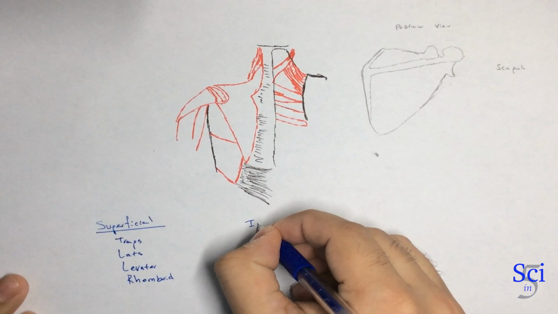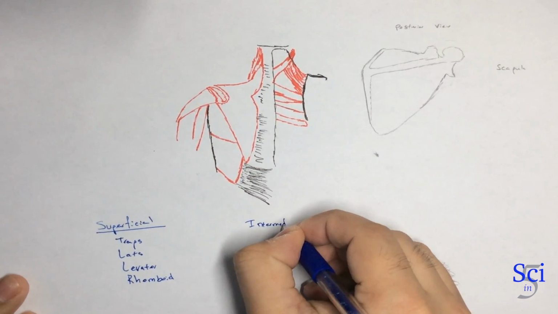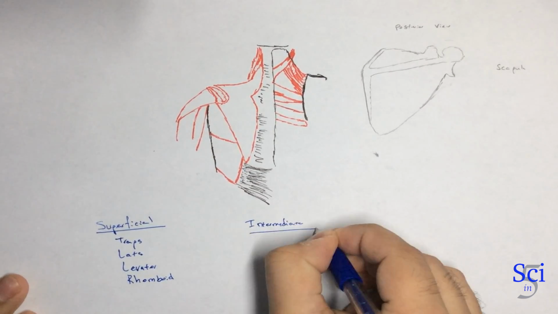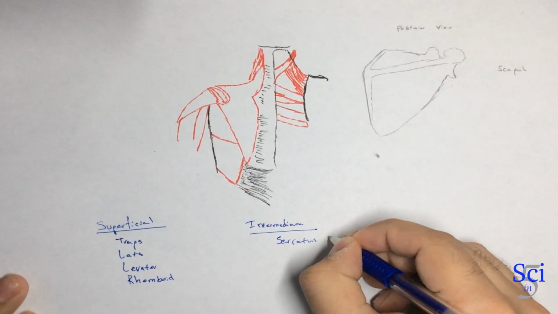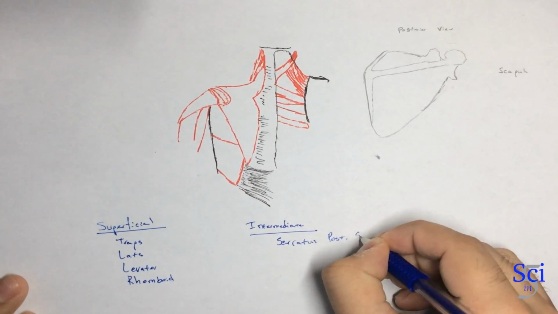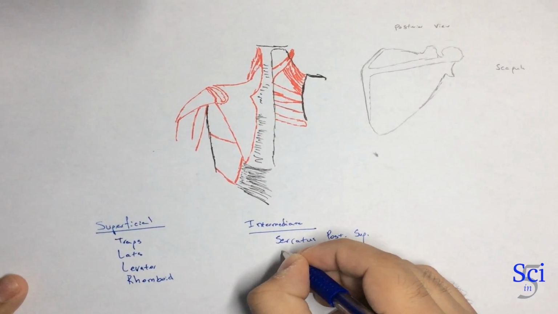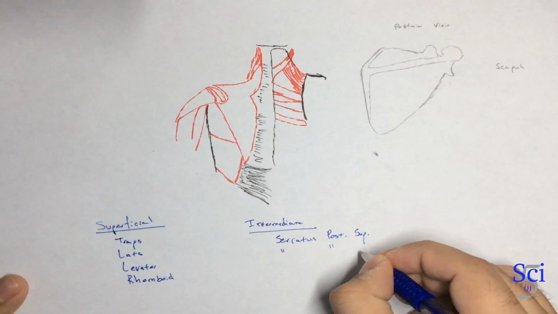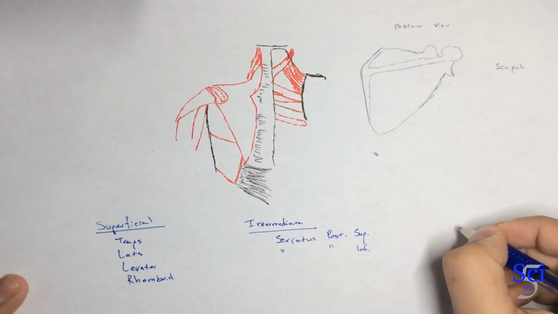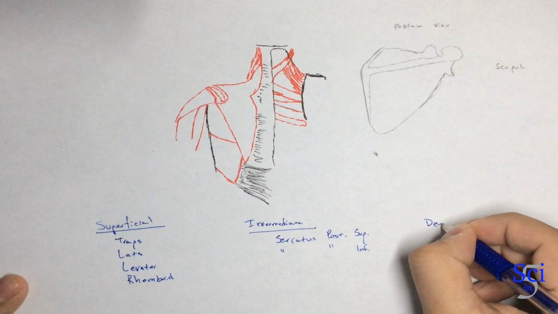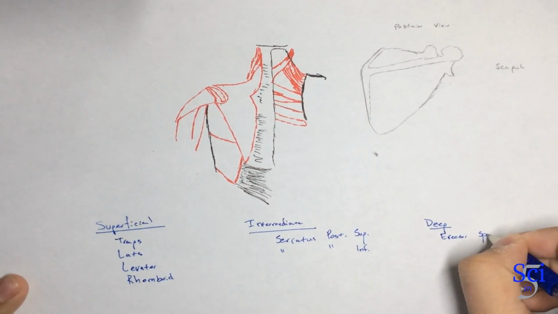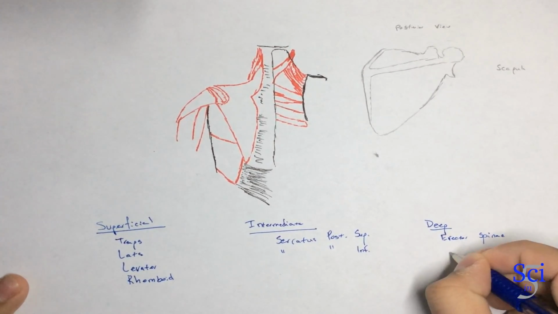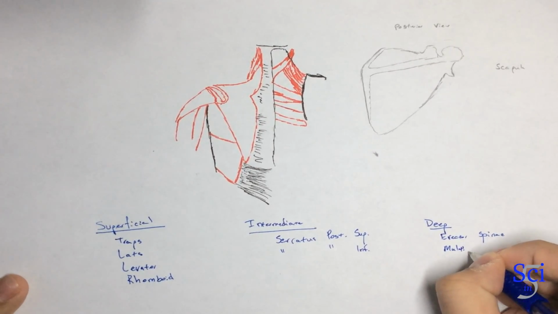Our intermediate muscles are the serratus posterior superior and the serratus posterior inferior. And then our last group is the deep muscles, which are the erector spinae and the multifidus.